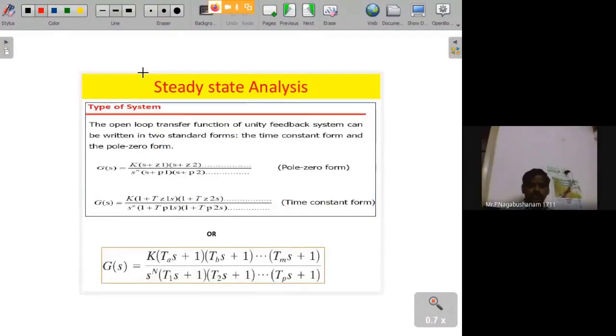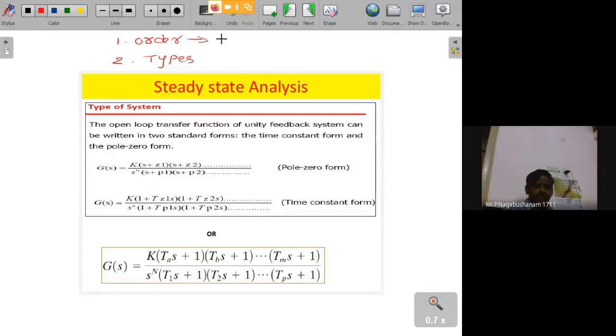Yes, this is the steady state analysis. Before going to the type, in general they will ask two questions. One is the order. Order is different from type number. What is the order of a system? What is the type number of a system?